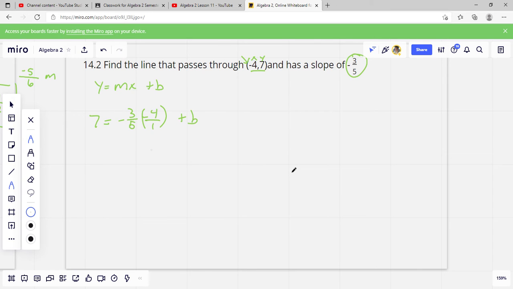We're just going to put that over 1. So I'm going to have 7 equals, these negatives cancel each other. Negative times negative makes positive. 3 times 4 is 12 over 5 plus b. So now we need to subtract 12 over 5.